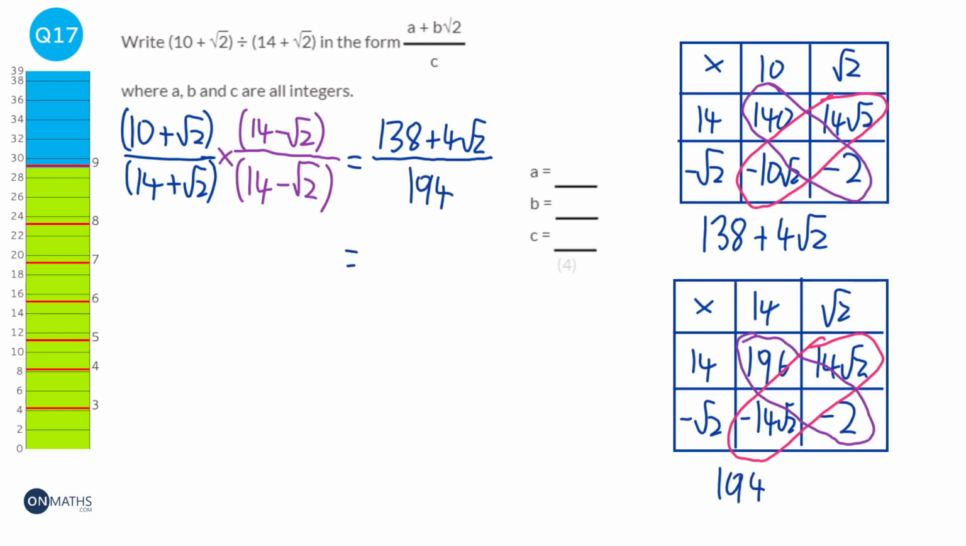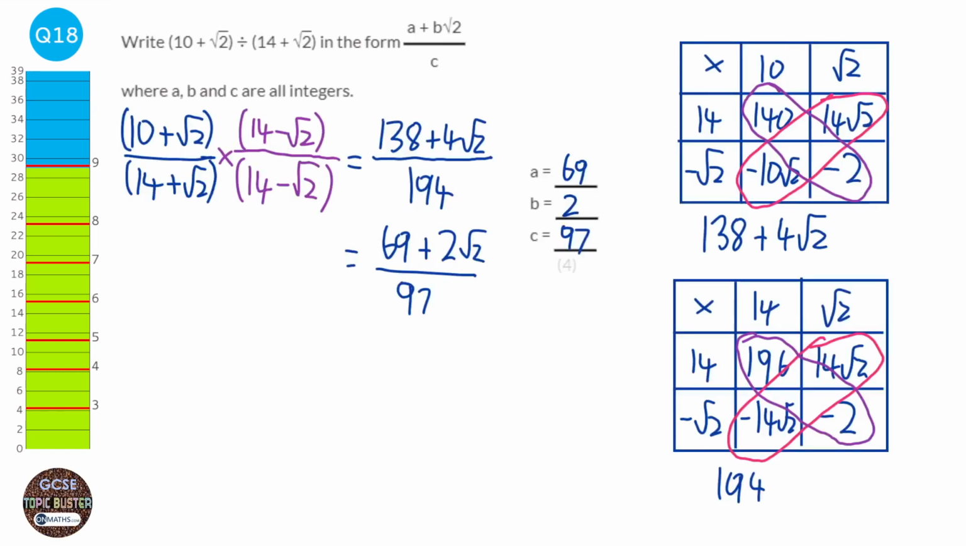Now something we notice here is that all the terms in the fraction are even, therefore we can halve everything. So 138 halved is 69, 4 root 2 halved is 2 root 2, and 194 halved is 97. And so that would be 69 there, and that would be 2, and then that would be 97.